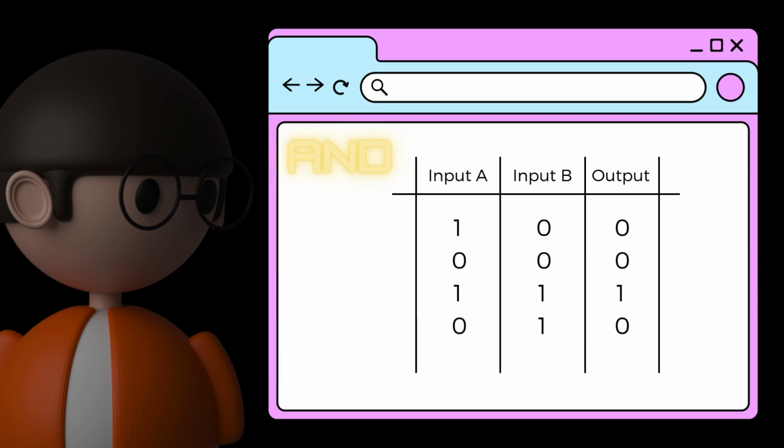The AND operation is the logic operation that produces a true value only if both operands or inputs being compared are true. If one or both operands are false, then the result will be false.